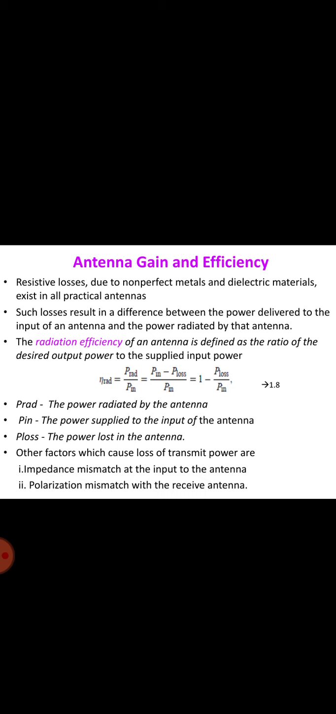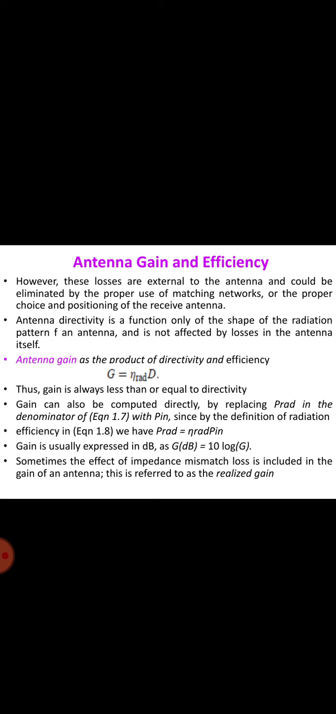Here you can note that there are other factors that can combine to the effective loss of transmitted power, such as impedance mismatch at the input of the antenna or polarization mismatch with the receive antenna. However, these losses are external to the antenna and could be eliminated by the proper use of matching networks or the proper choice of the positioning of the receive antenna. Therefore, losses of this type are usually not attributed to the antenna itself, as are dissipative losses due to metal conductivity or dielectric loss within the antenna.